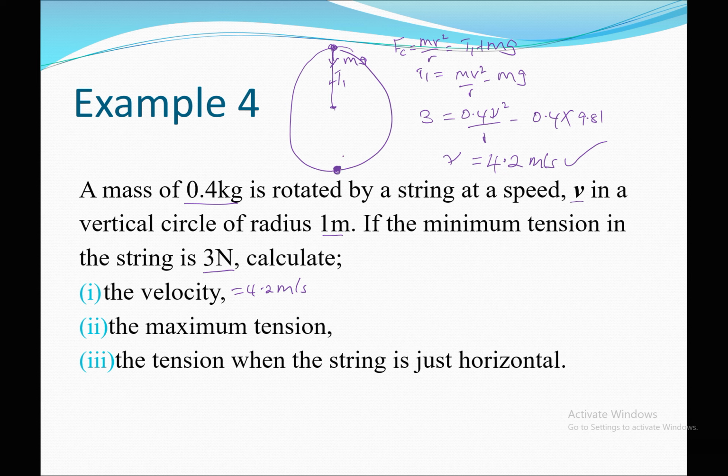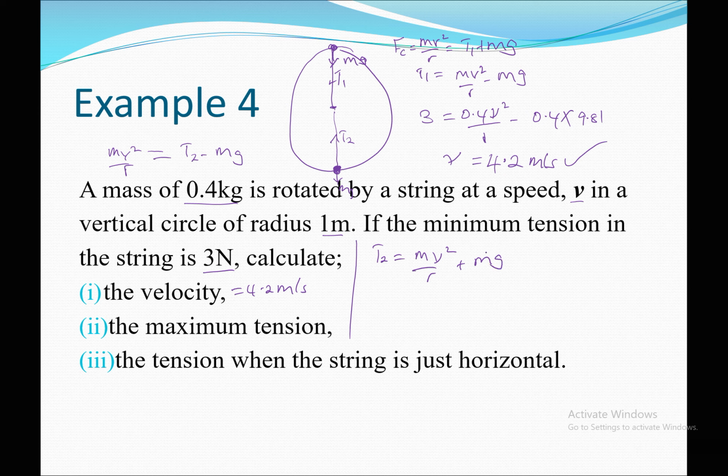We have seen this before. It is at the bottom here. Let's say this is T2. Remember, the weight is always vertically downwards, so the resultant is T2 minus mg. And the resultant is the centripetal force, which is mv squared over r. So maximum tension T2 is equal to mv squared over r plus mg.